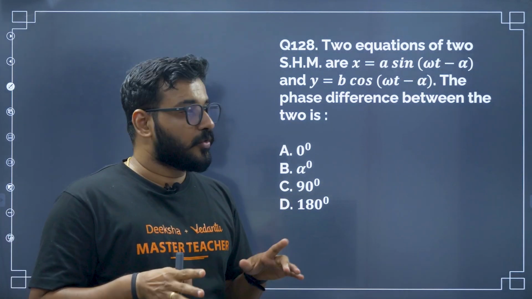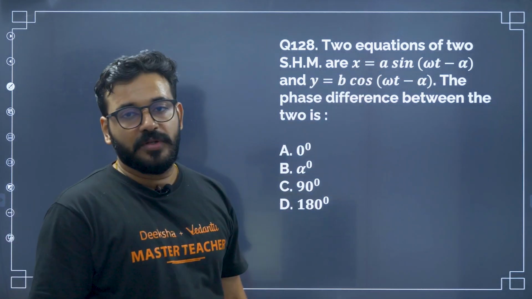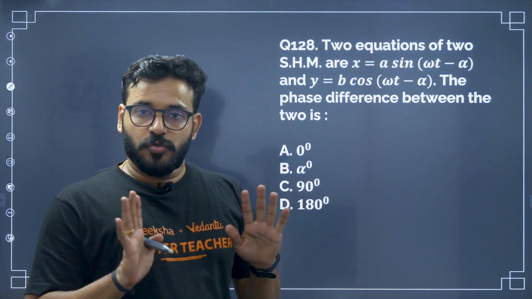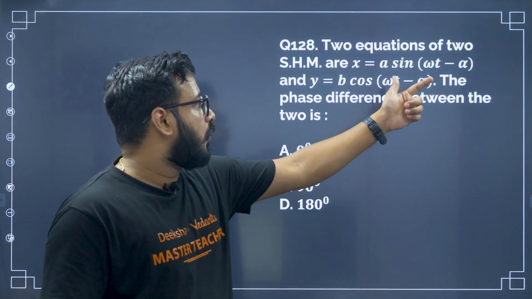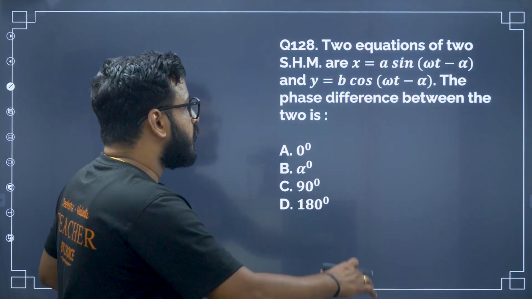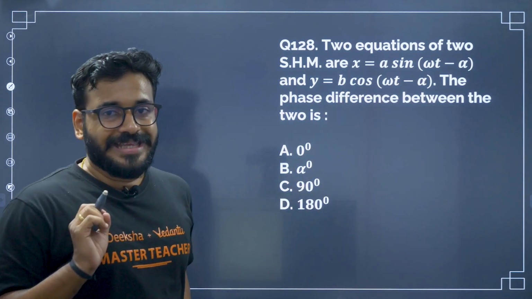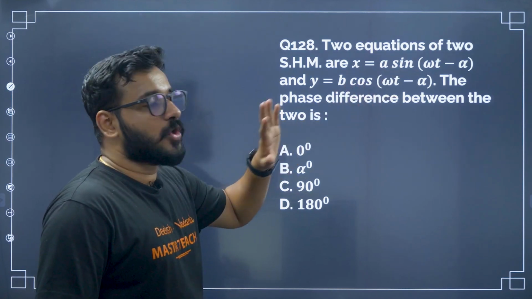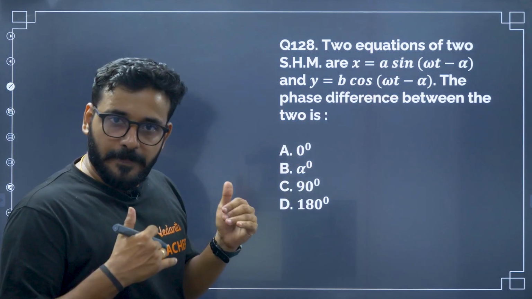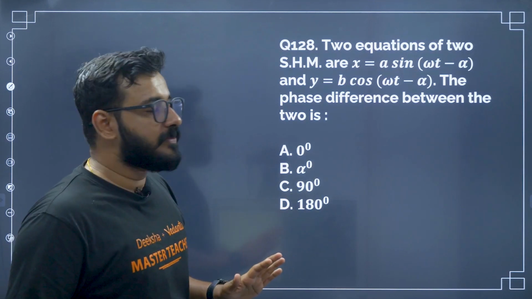First of all, you would have noticed the amplitude is different. Amplitude has nothing to do with the phase difference, so don't worry about the amplitude. Just look at what is inside the sine and cos, the argument. One is sine, one is cos. Try to make it into a single function, either both cos or both sine.